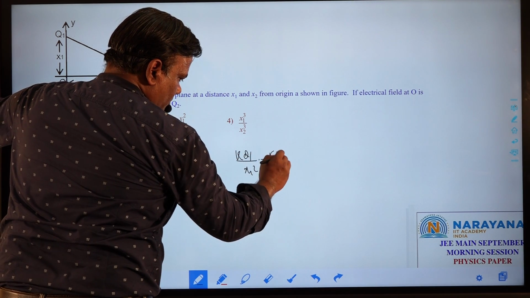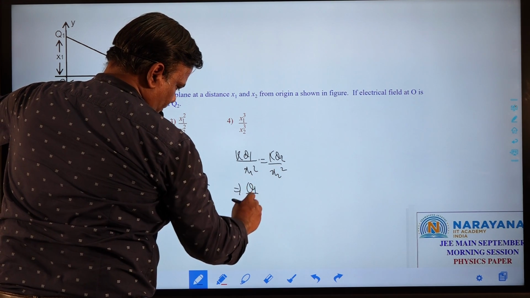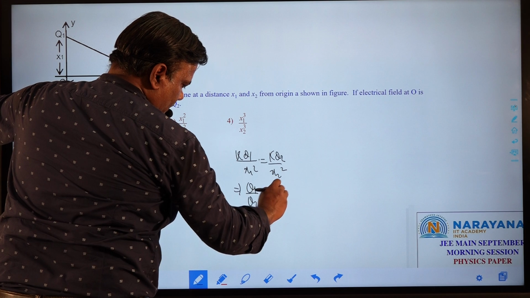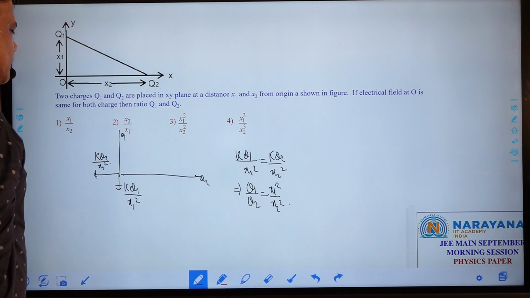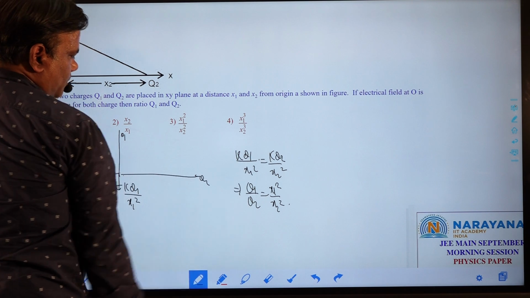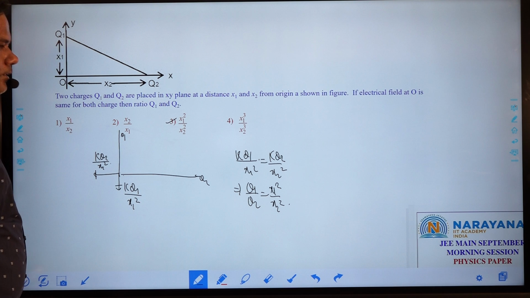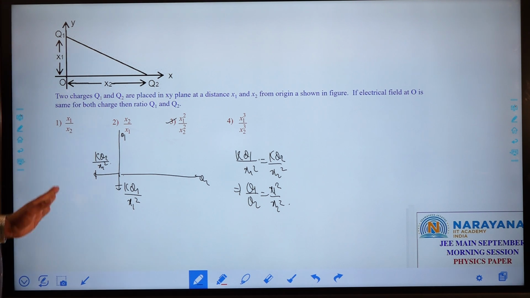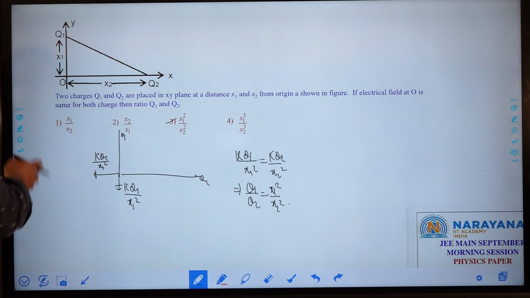to kq2 by x2 square, which gives you q1 by q2 is equal to x1 square by x2 square. So that means simply we get the value of the ratio of q1 by q2 as x1 square by x2 square. So this is the solution of this particular question. Based on Coulomb's law, very simple question. This is also a time-saving question. You can save some time from this question and utilize it in some application of continuity questions.